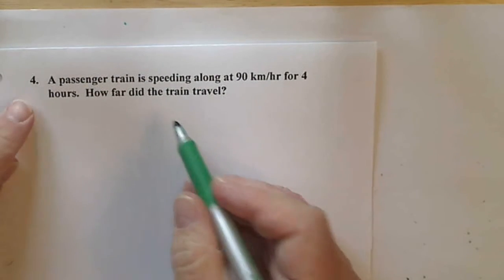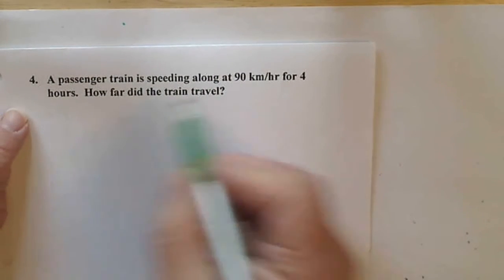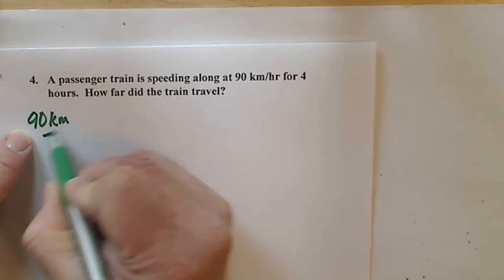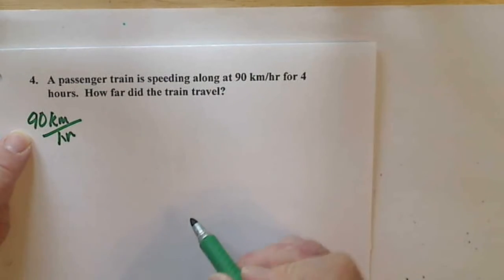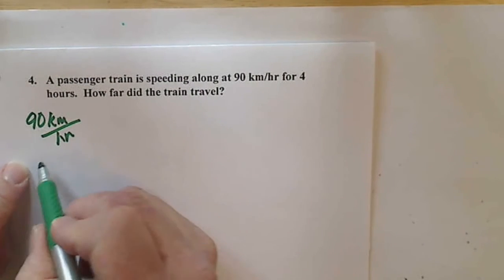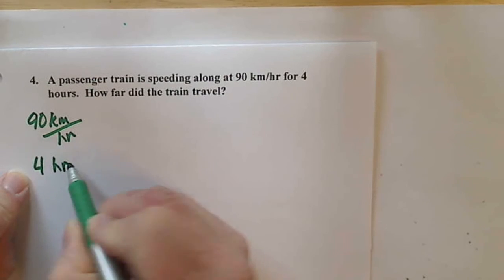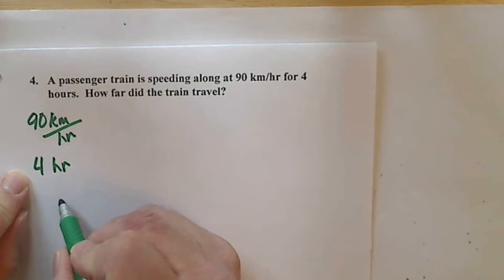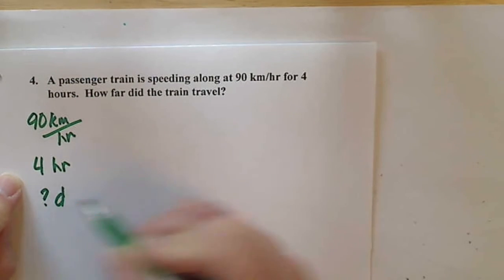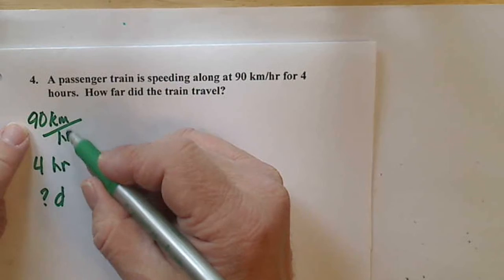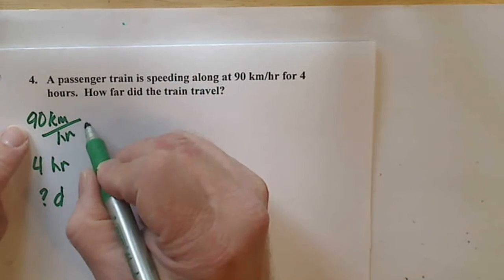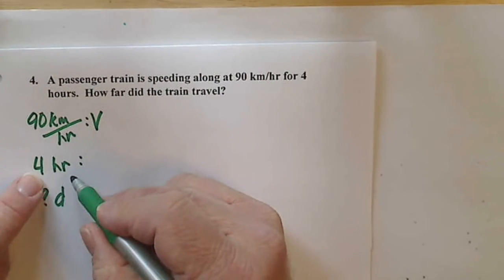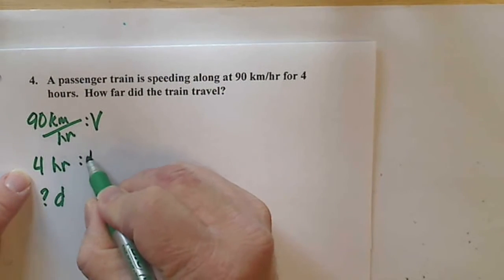So we're going to do this the same way. Let's get our numbers out. There's a 90, that's kilometers per hour. And then there's another number, 4 hours. And what are they looking for? How far did the train travel? So we're looking for distance again. We'll put a D down here with a question mark. Now up here, kilometers per hour, we just learned that in question number 2. That is velocity. And 4 hours, that's time again. So that's going to be T.